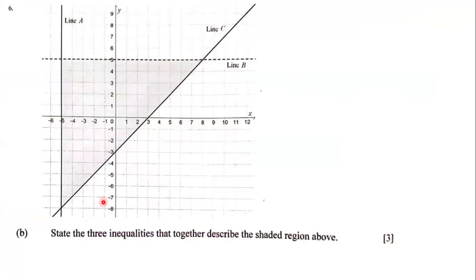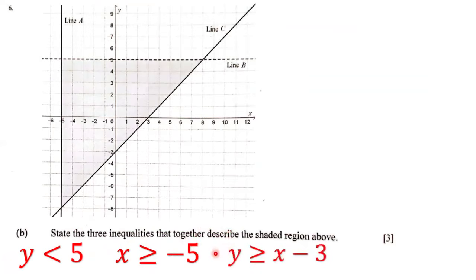And so we use these three inequalities to describe the shaded region. We use y is greater than -5. We use x is greater than or equal to -5. And we have that y is greater than or equal to x minus 3.